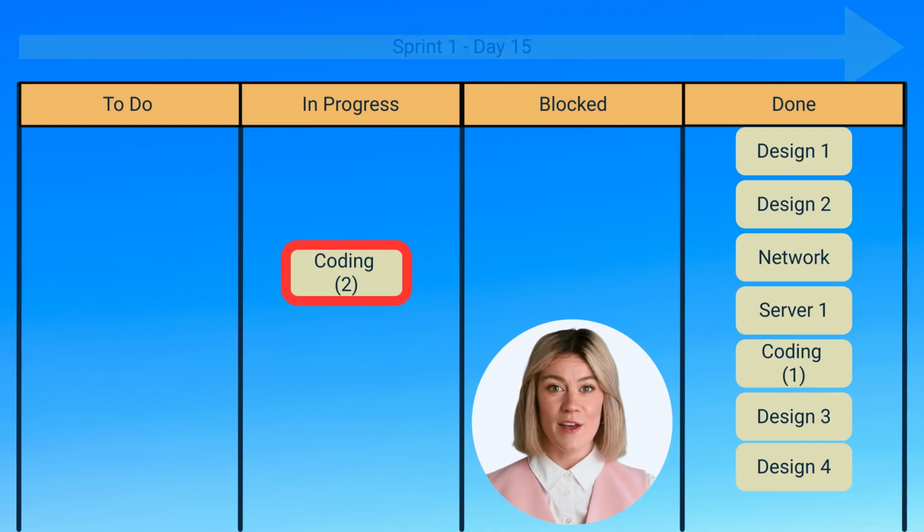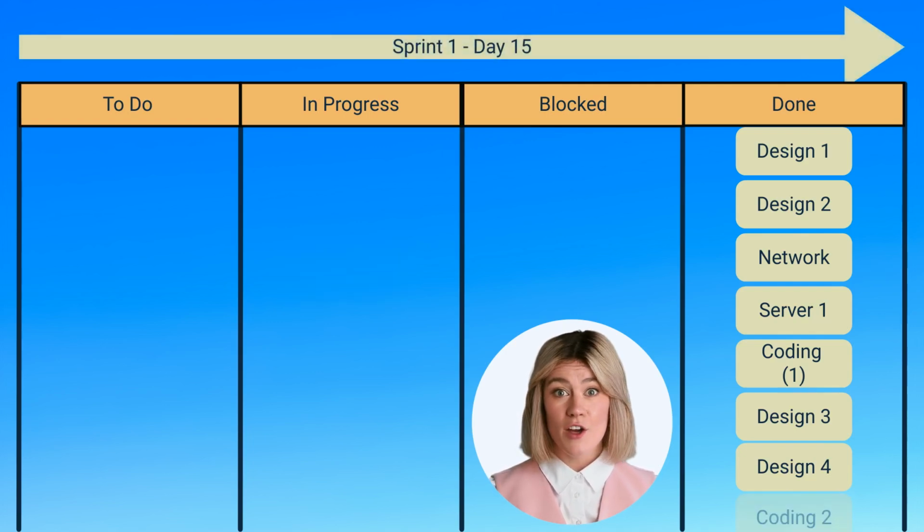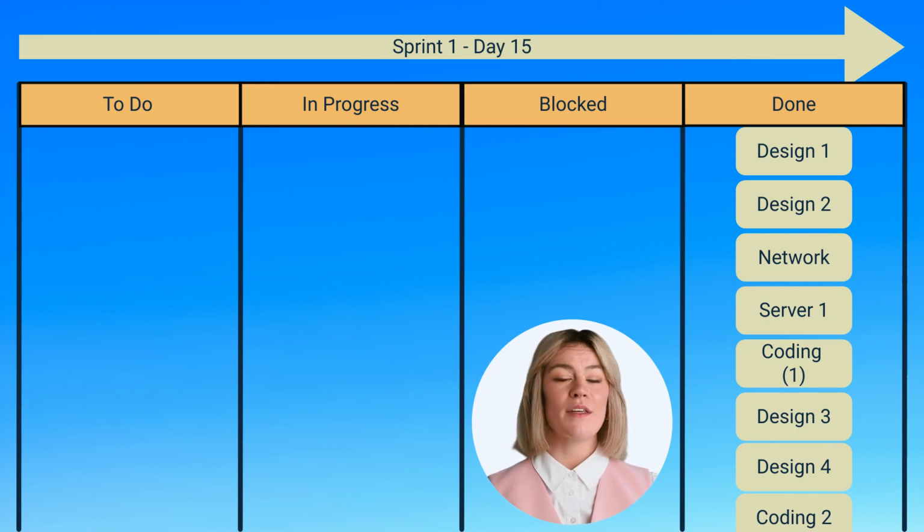At the end of the sprint, the last piece of coding is completed and all items will be in the Done column, so well done if that is achieved. Now let's look at what needs to happen before the next sprint is started.